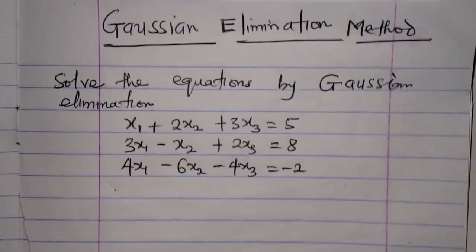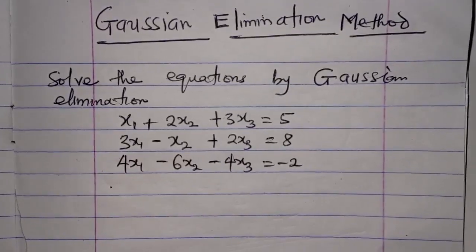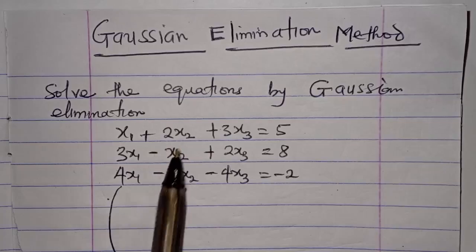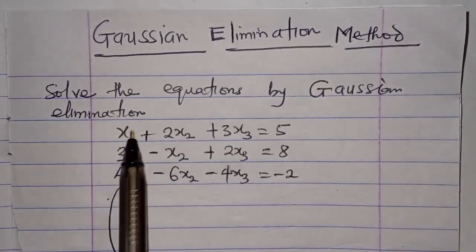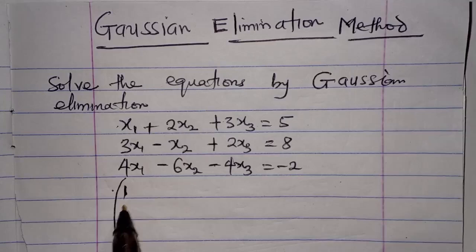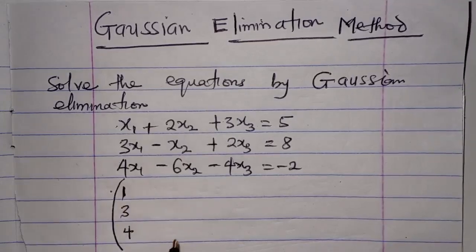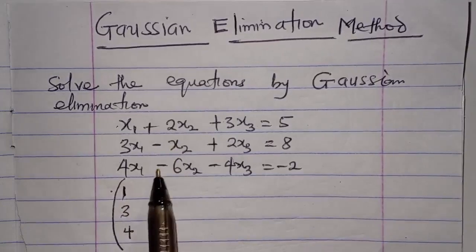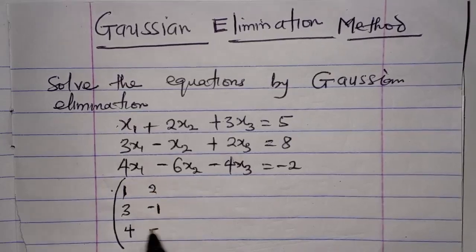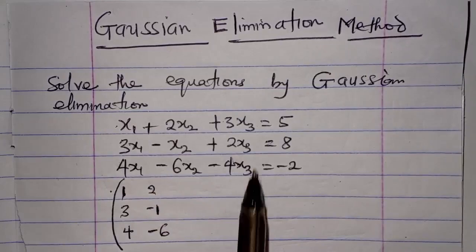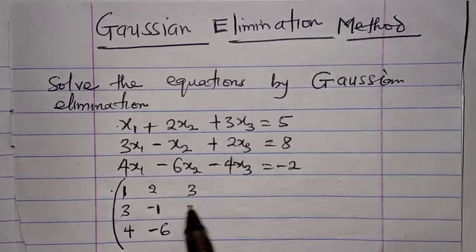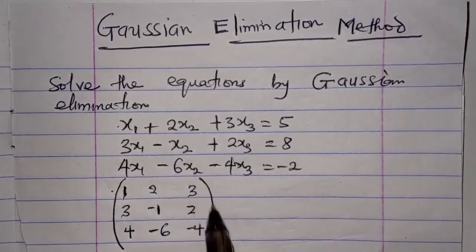First of all, I want to write these equations in the form of a matrix. Look at it. I have three variables, x1, x2, x3. The coefficients of x1, 1, 3, 4, will form the first column. The coefficients of x2, 2, minus 1, minus 6, will form the second column. And the coefficients of x3, 3, 2, minus 4, will form the last column.